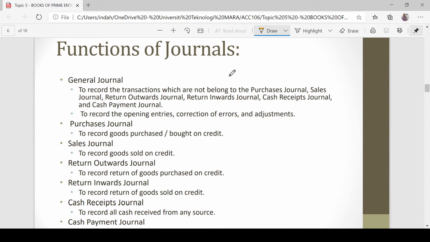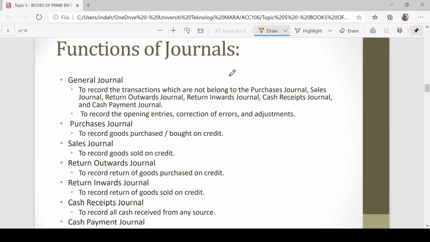So what is a purchase journal? The purchase journal is used to record purchase of goods on credit. Whenever we have a transaction of purchase of goods on credit, we record it in the purchase journal, where we provide the details of the supplier. And then for the sales journal, we record goods sold on credit.